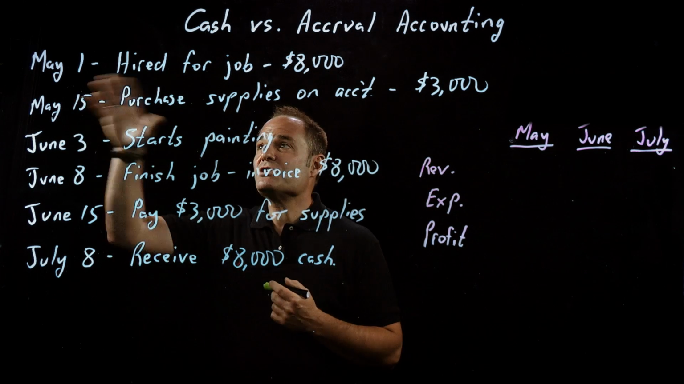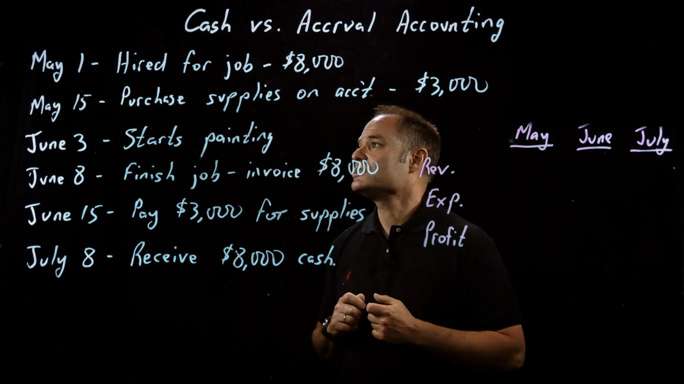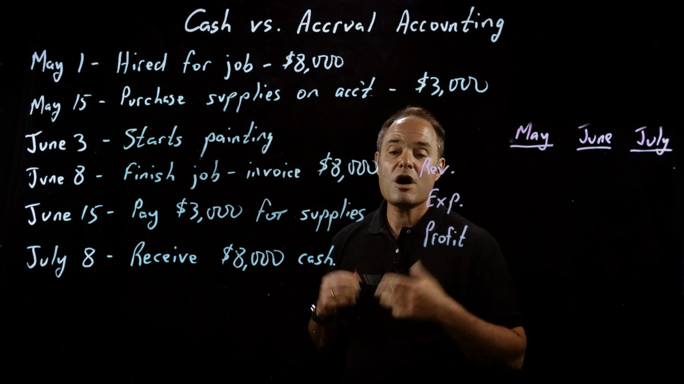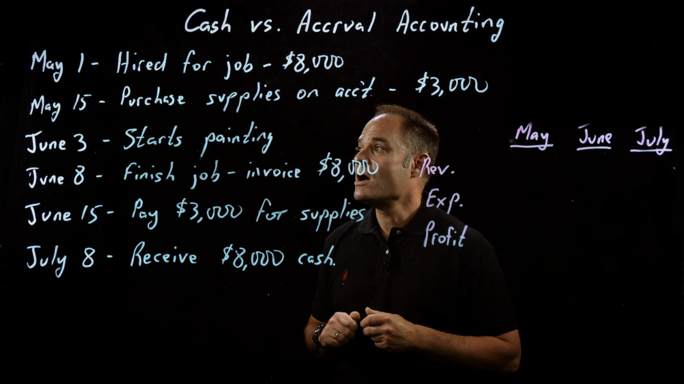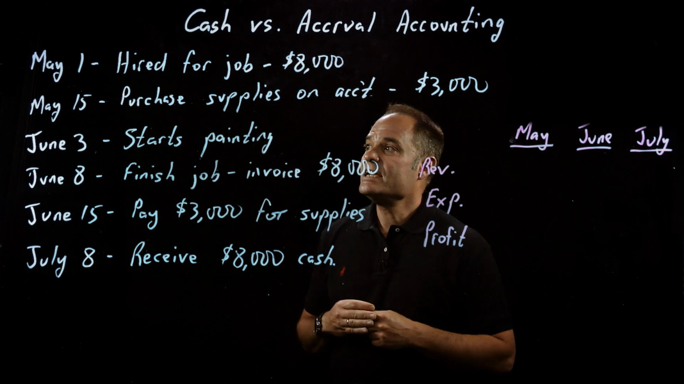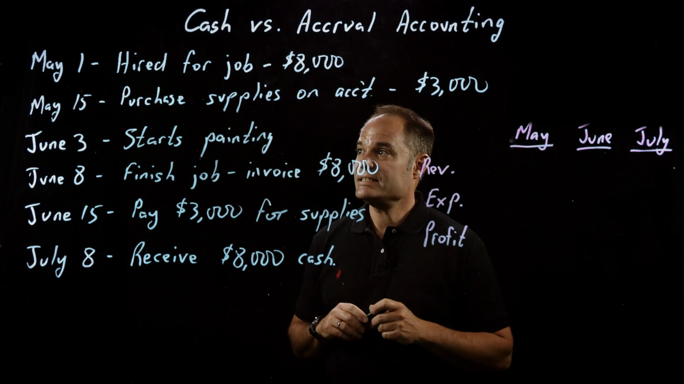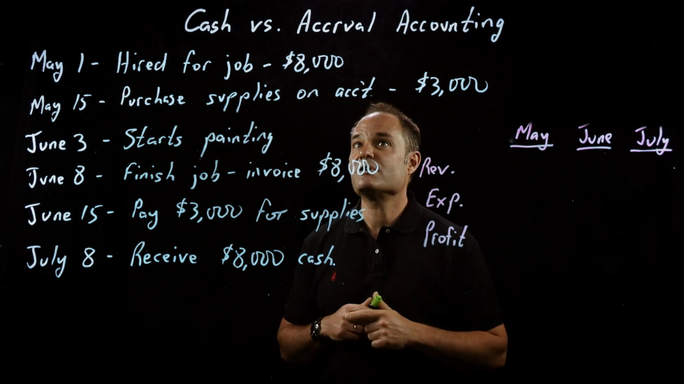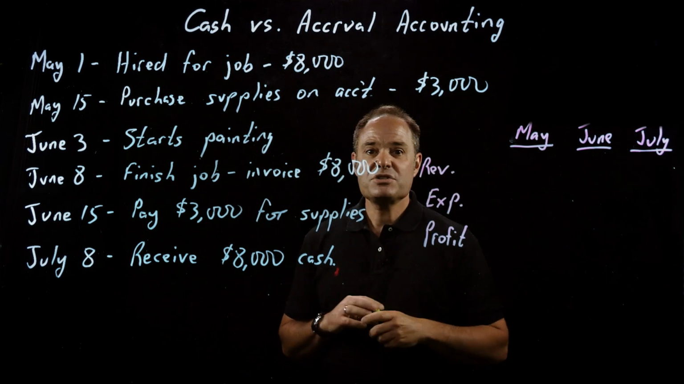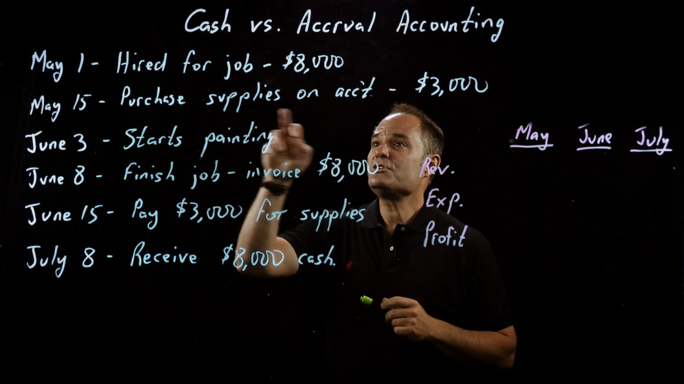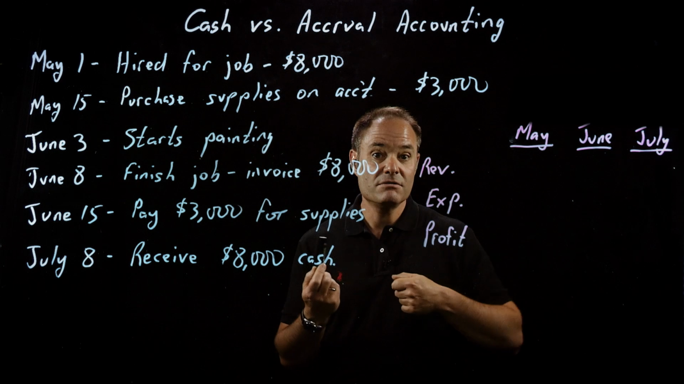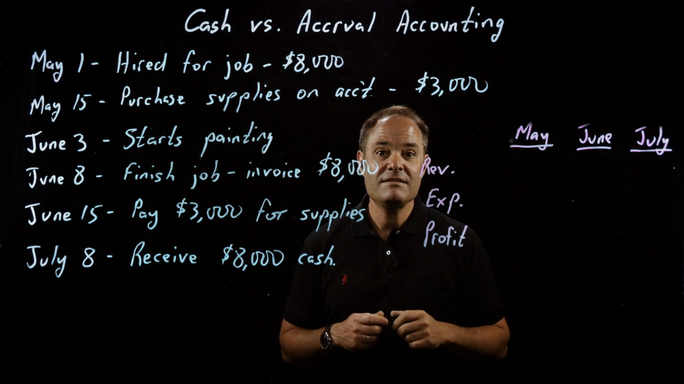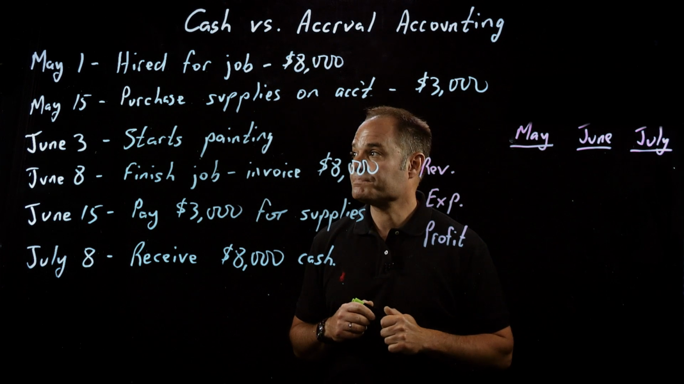On May 1st, I hired Joe to paint my house. So May 1st, he gets hired for the job and he quotes me a cost of $8,000 to do the job. Then on May 15th, he goes out and he buys all the supplies that he's going to need, paint, brushes, whatever else. And he pays $3,000 for those supplies, and he purchases them on account, meaning he hasn't paid cash. He's going to receive an invoice, and he's going to pay that invoice at some point in the future.